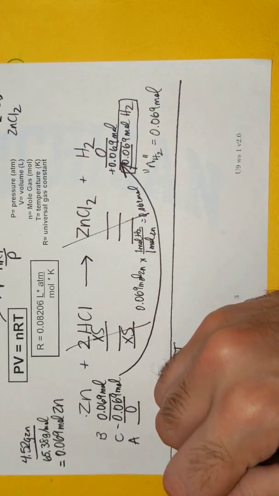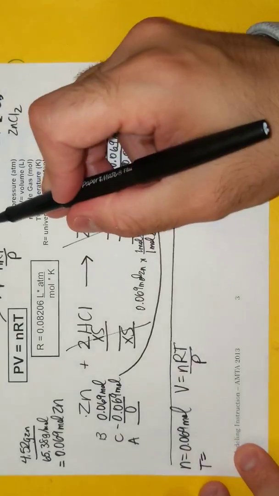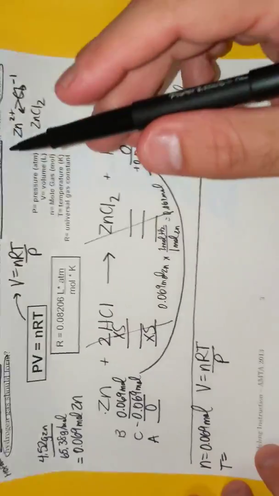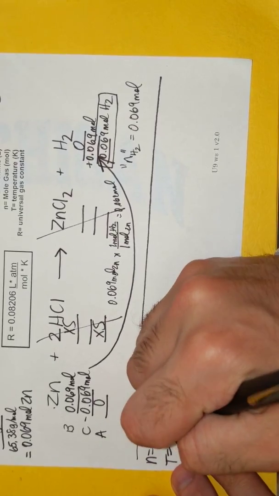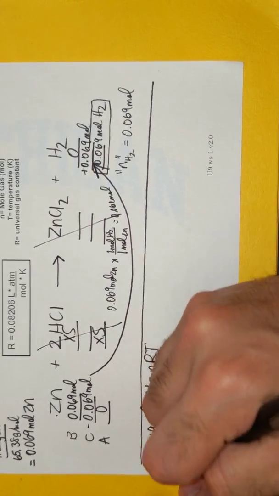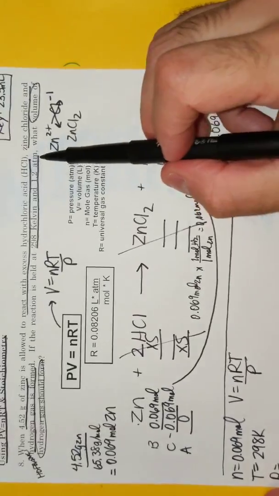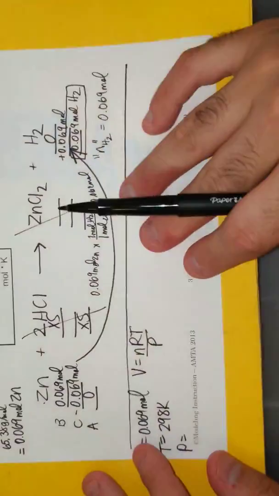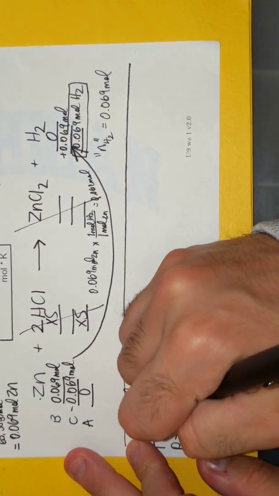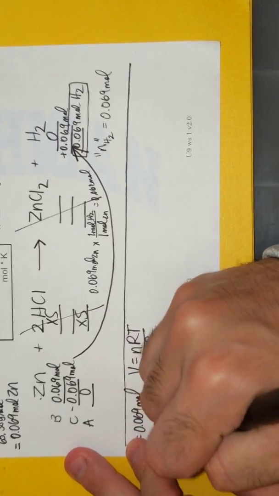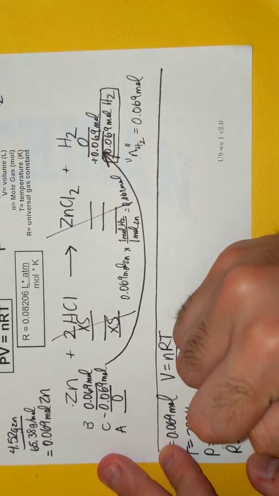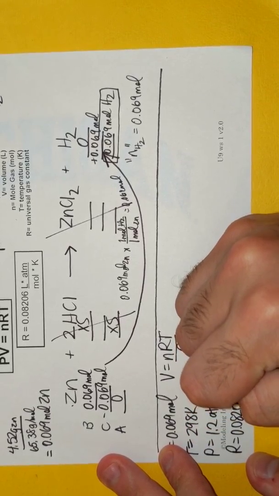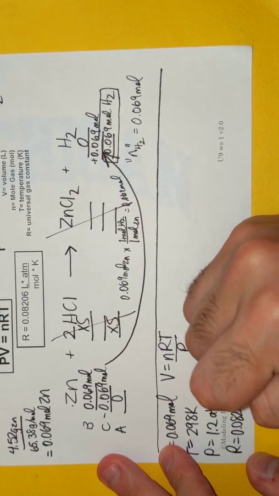Let's look back at the question. Did they give me a T? Yeah, they did. It's 298 Kelvin. Did they give me a pressure in the problem? Yep, 1.2 atmospheres, so I'm going to write that down. And then R, of course, is the gas constant, 0.08206 liters times atmospheres per mole Kelvin.